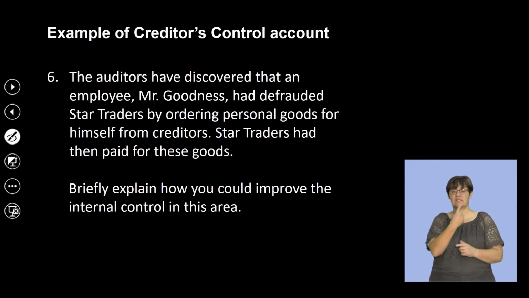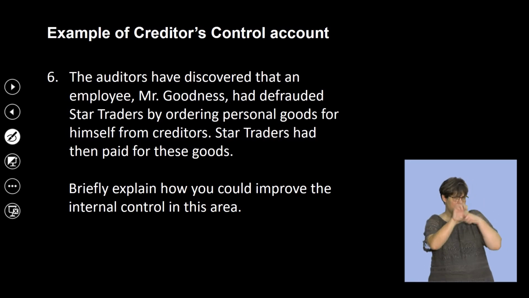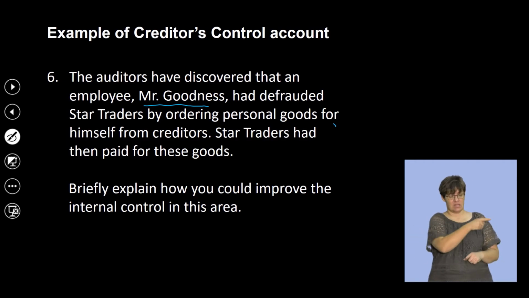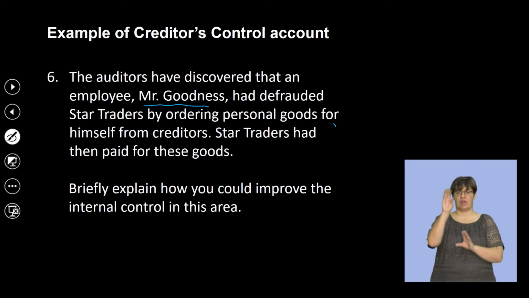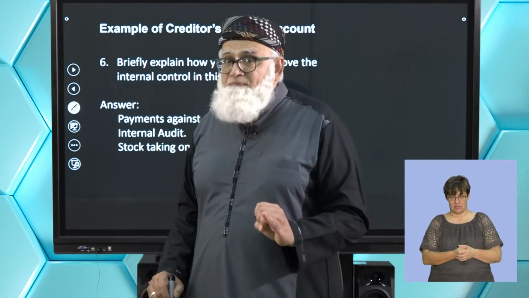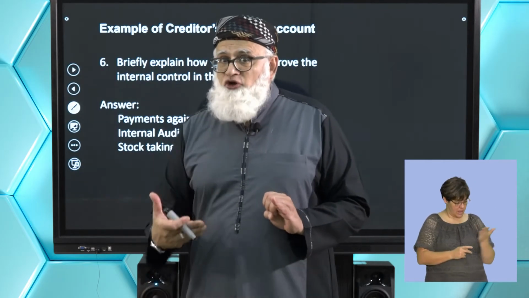We now have a question here. It says here, the auditors have discovered that an employee, Mr. Goodness, had defrauded Star Traders by ordering personal goods for himself from the creditors. Star Traders had then paid for these goods here. Briefly explain how you could improve the internal control in this area. Simple. Make sure of one, all payments are made against source documents. It means you only pay against a source document.